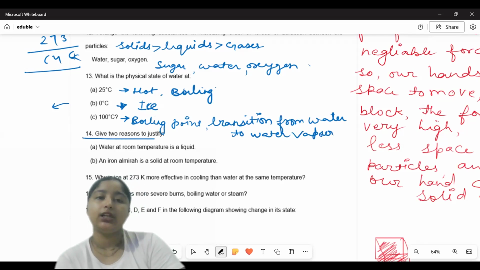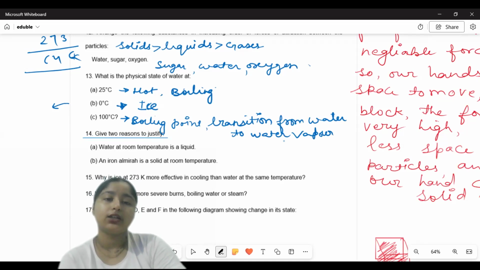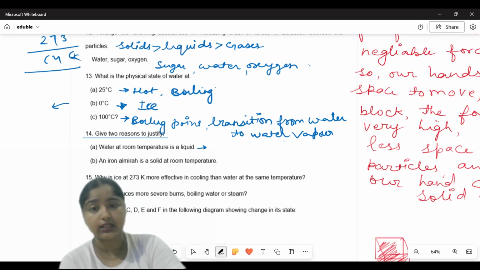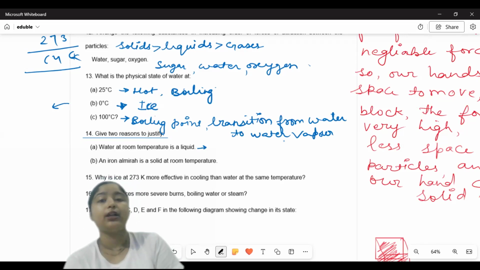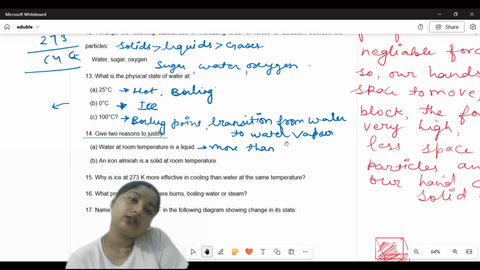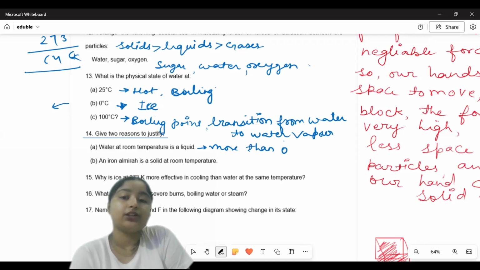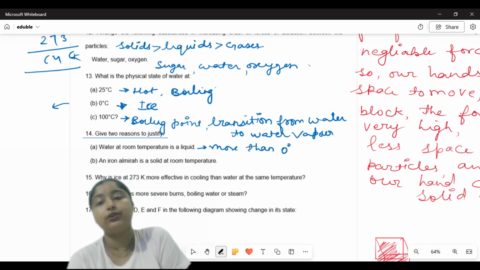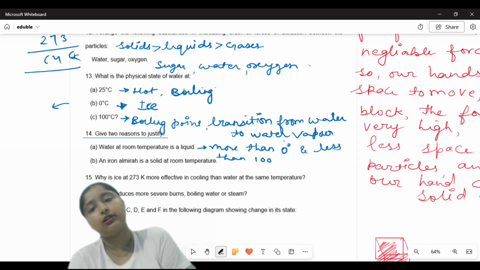Okay, now question 14. Give two reasons to justify why water at room temperature is a liquid. You have to give a reason for that. So clearly, the reason for this is that at room temperature, generally, the temperature is more than 0 degrees Celsius and less than 100 degrees Celsius, right?